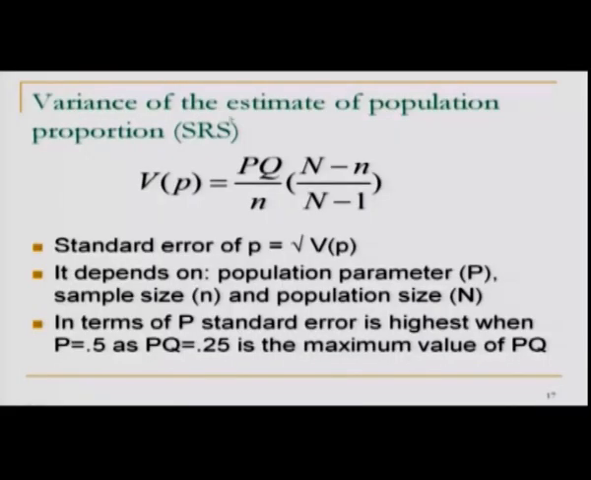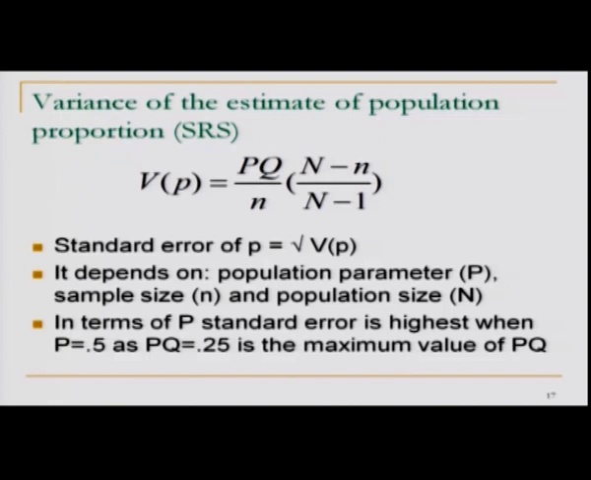The variance of the estimate of population proportion for a simple random sample is this. This is mathematically derived. It is simple to derive, and mathematics shows that the variance of the proportion is capital P, capital Q divided by small n, times capital N minus small n divided by capital N minus 1. And the standard error of P would therefore be the square root of this whole expression.